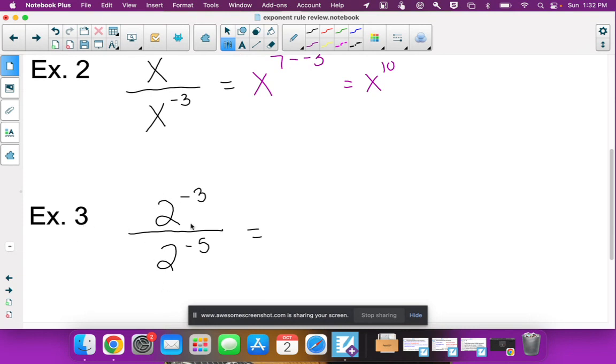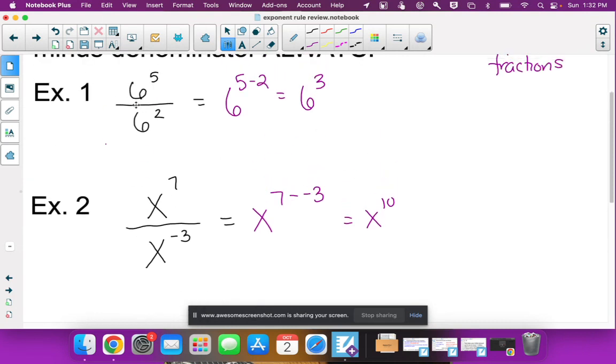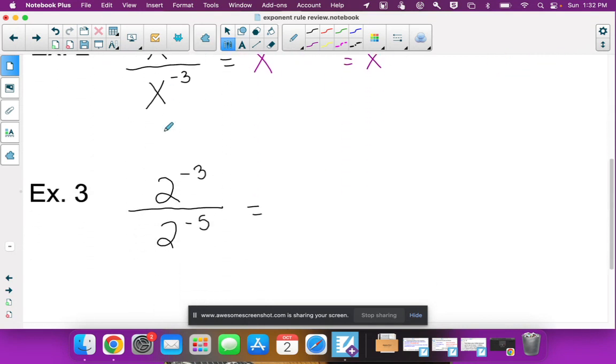Okay, check the base. My bases are 2s. Notice that my bases do not cancel. This 6 over 6 did not become 1 because the bases are the same, so we're just looking at the exponents. Okay, so here my bases are 2.